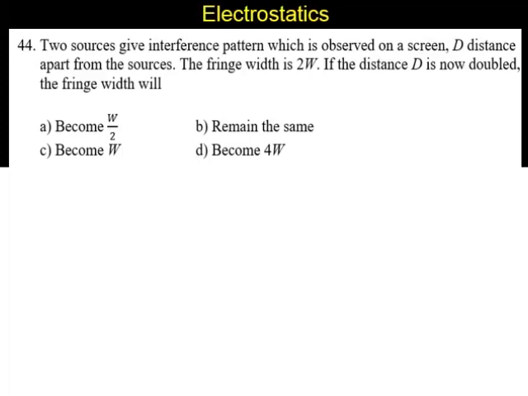In an interference, the fringe width, let's say beta, equals lambda, the wavelength, times D, the distance between the source and the screen, divided by d, the distance between the two slits: beta equals lambda D by d. Here they are telling only about D. So in the first case, we have a distance D, but the fringe width is 2w. So here this is taken as 2w.